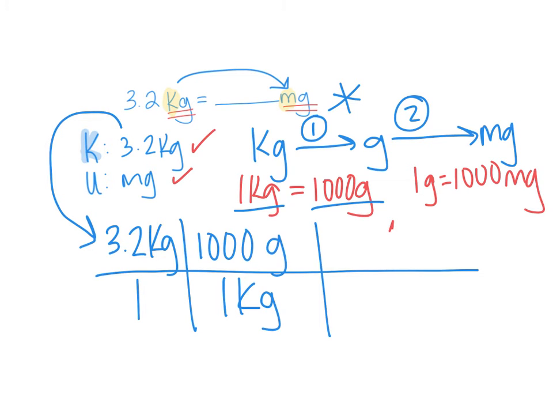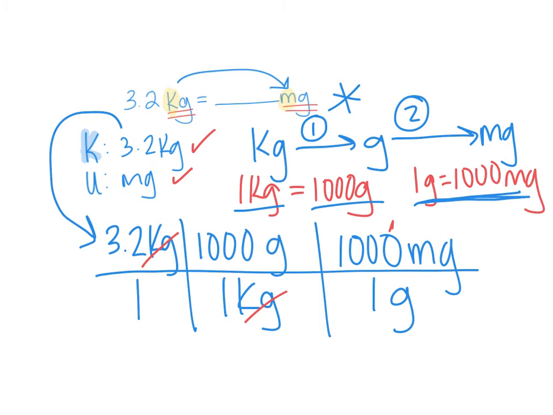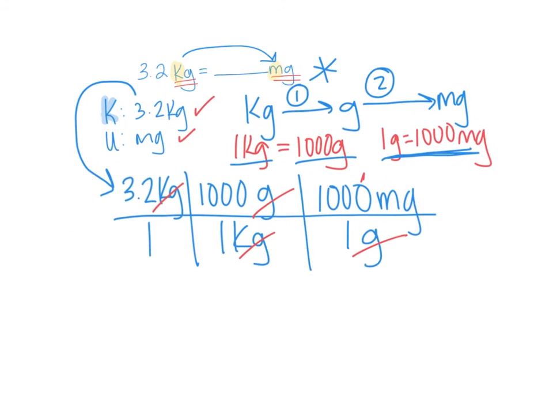And the reason we do that is so that kilograms and kilograms cancel out. So then step 2 now, we're going from grams to milligrams using this conversion factor. Okay, so this time we've got 1 gram is equal to 1,000 milligrams. So I'm going to put 1 gram in the bottom so that grams and grams can cancel. 1,000 milligrams in the top. Cancel out my grams. And now we can plug it into our calculator.